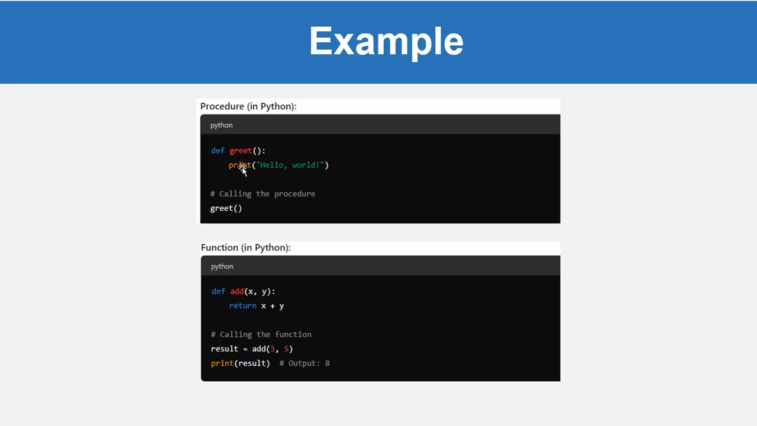For example, if we take an example here, this is an example of a procedure. Here, greet is a procedure and it will print hello world. So how will we call it? We will call greet(), open bracket and then close bracket. So this is the way to call a procedure.